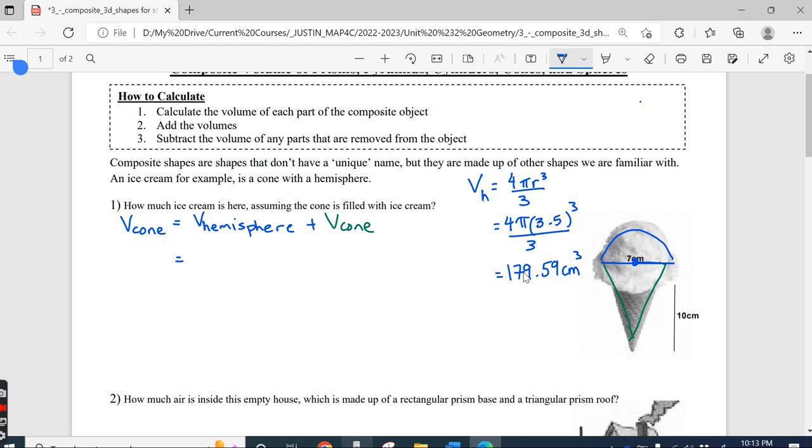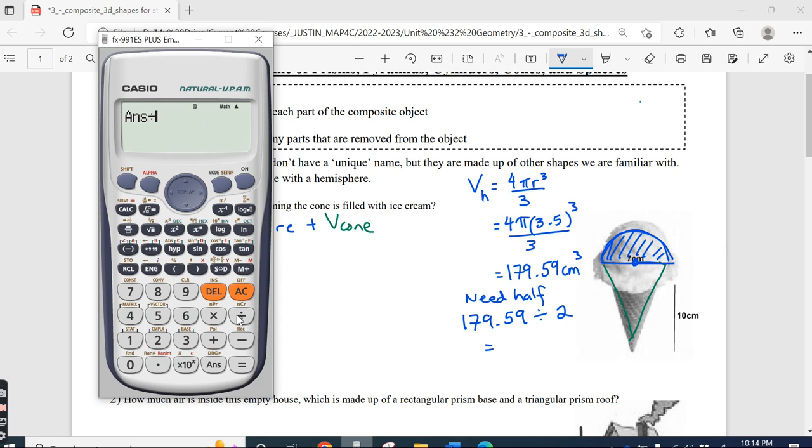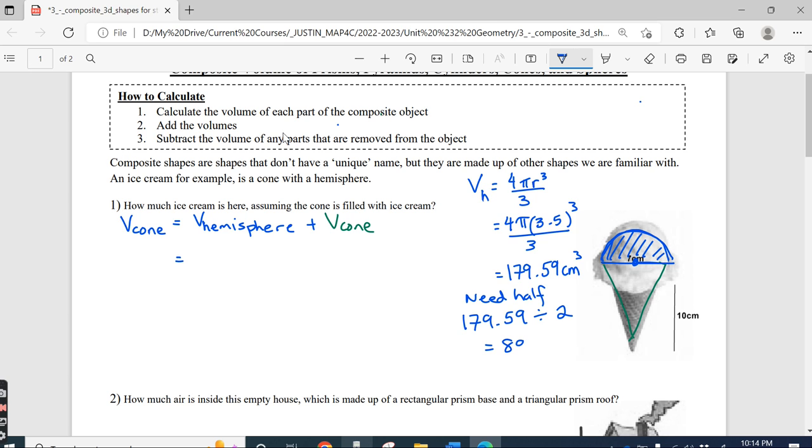But of course I want half. I only need half, right? Because this is only half a sphere, sorry. So then I'd take 179.59 and divide that by 2 to give me 89.79, so let's say 89.8. So this would be 89.8 centimeters cubed.